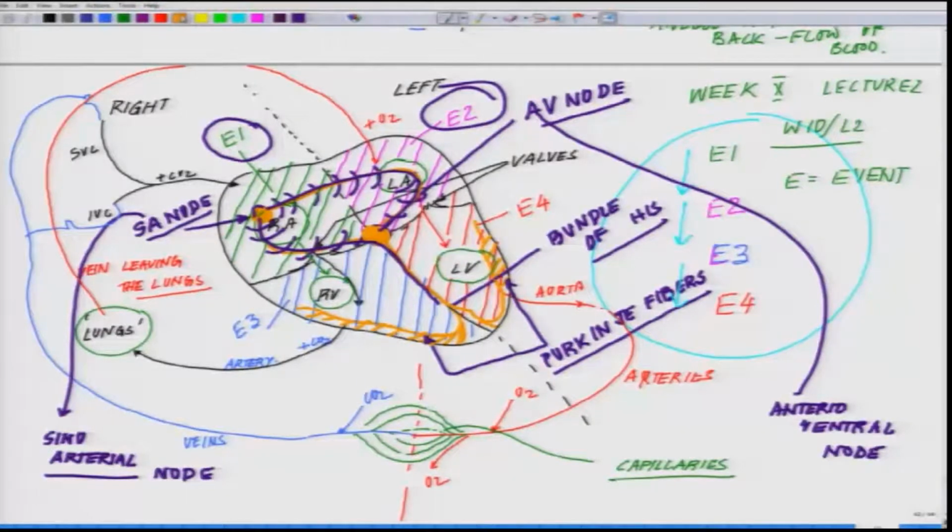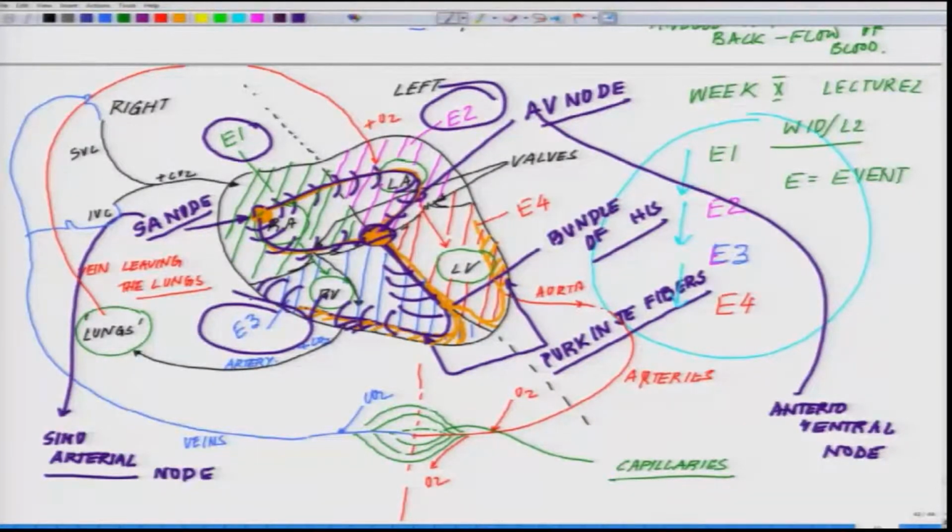So, here, by the way, there is a slight change I am making. There is a split here. Okay. So, this impulse is now already moving like this, spreading here. While from the AV node this impulse is now moving towards the right ventricle or the right lower side, the third event occurs, which is E3. The electrical impulse is now spreading on this side of the heart.